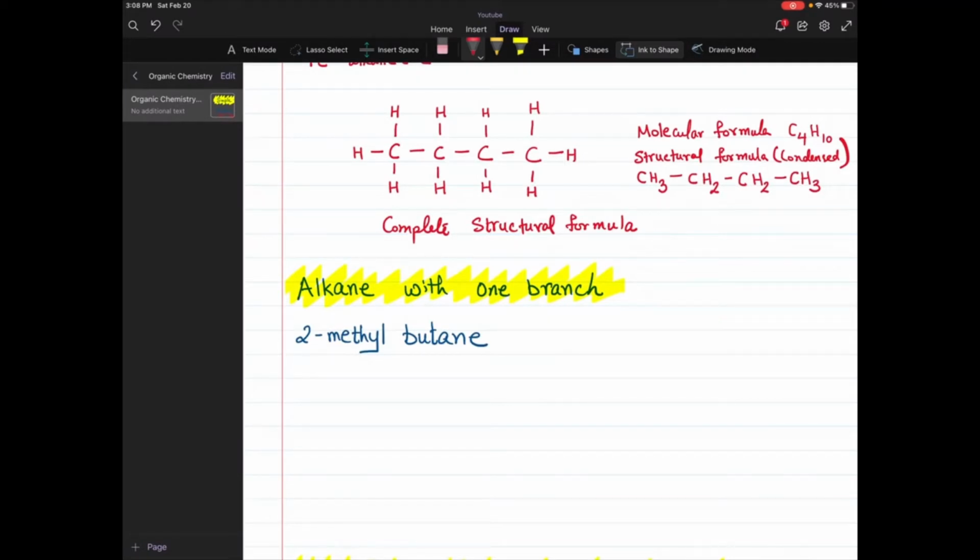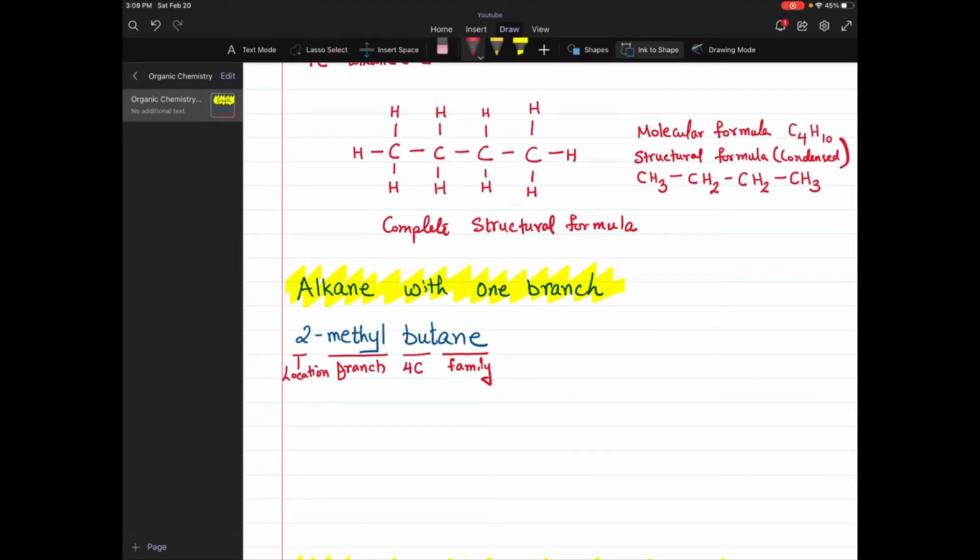So we still have a butane, but the part in the beginning, the prefix, is indicating that there is a methyl on the second position. The ANE part is indicating what family this compound belongs to. The "but" part is indicating that there are 4 carbons involved. The methyl is the name of a branch, and the 2 is the location of the branch. Okay, so we have a lot of information in this compound.